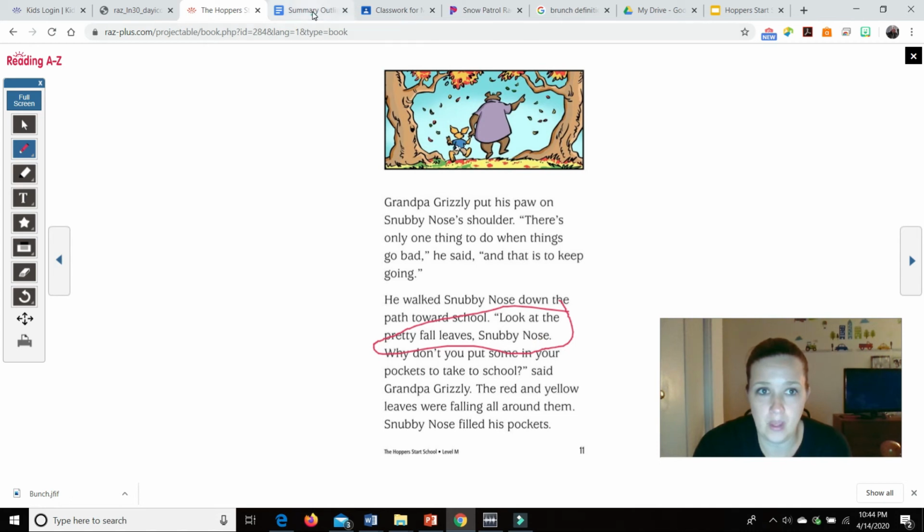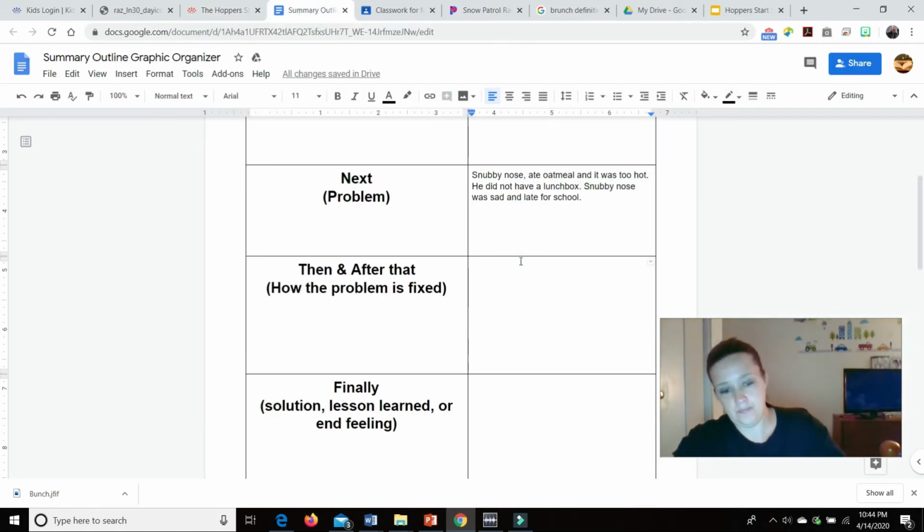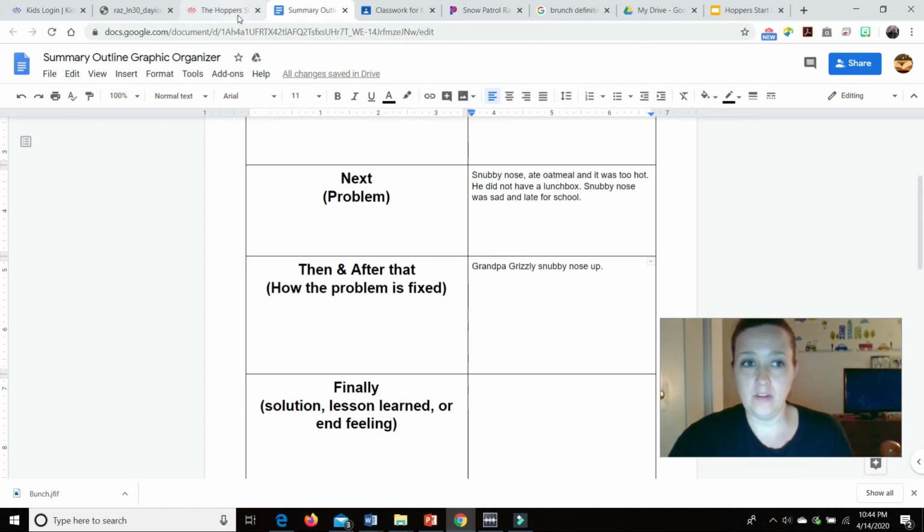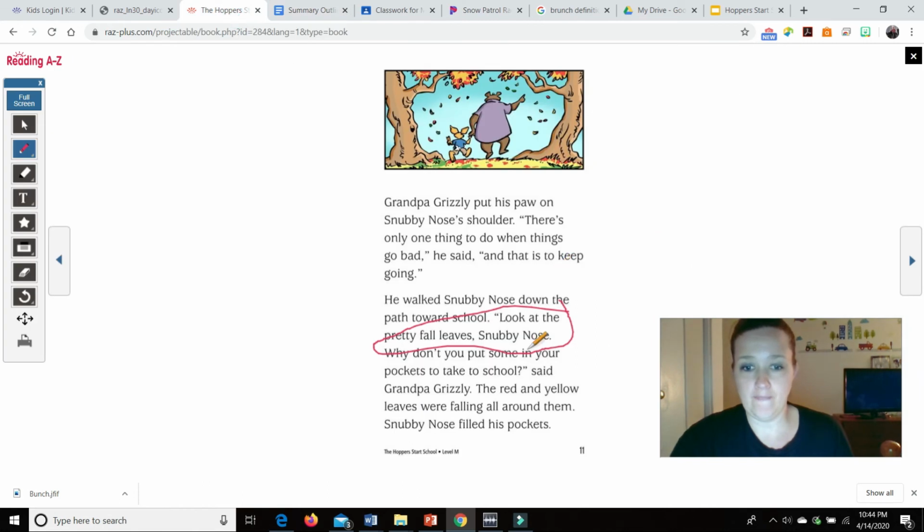So Grandpa Grizzly helped Snubby Nose up. So Snubby Nose didn't start to solve the problem on his own.